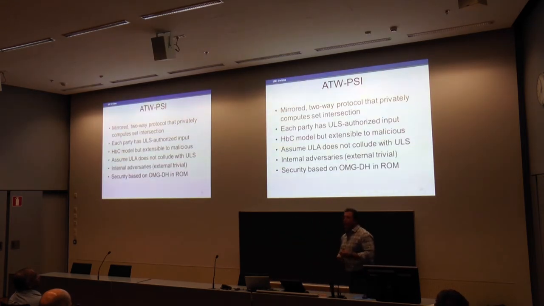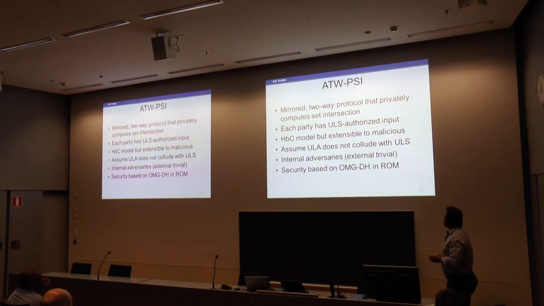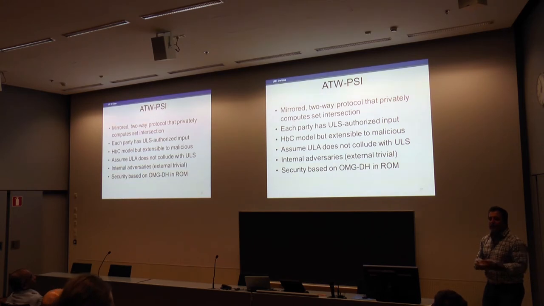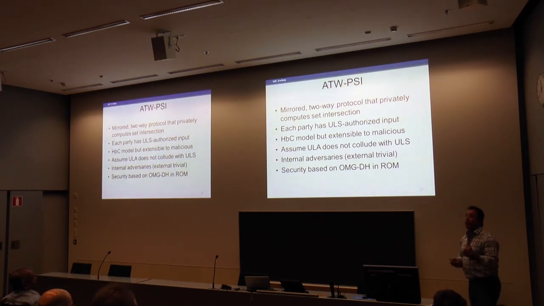So what is an authorized two-way private set intersection protocol? Basically, it's a mirrored two-way protocol that privately computes a set intersection. Each party starts the protocol on its own private input that has been previously authorized by our server, meaning signed. So the first thing that each party does when it receives the first message from the other party is verify the signature by our server. So the app knows our server's public key.